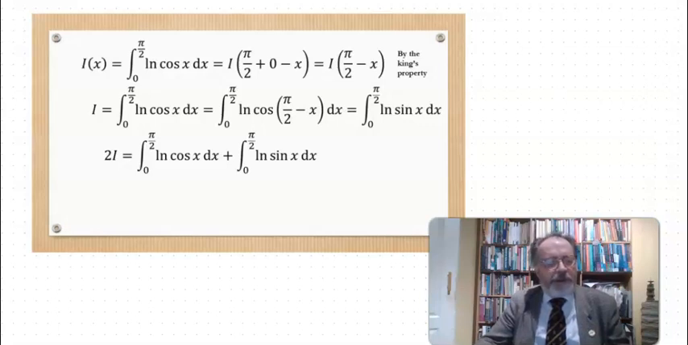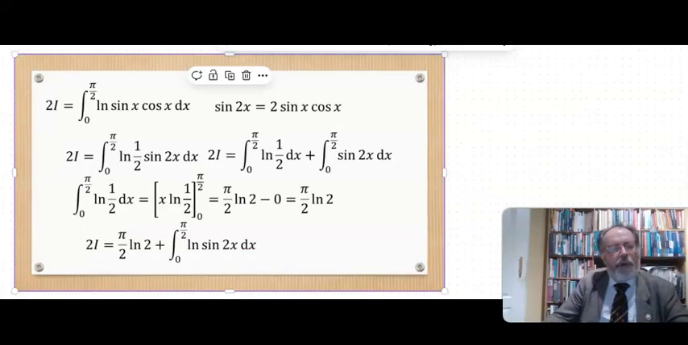And so twice the integral is the integral between 0 and pi by 2 of ln cos x plus the integral between 0 and pi by 2 of ln sin x dx. And so when you add the logarithms, you multiply the numbers. And so twice the integral is the integral between 0 and pi by 2 of ln sin x cos x. Sin 2x is 2 sin x cos x.